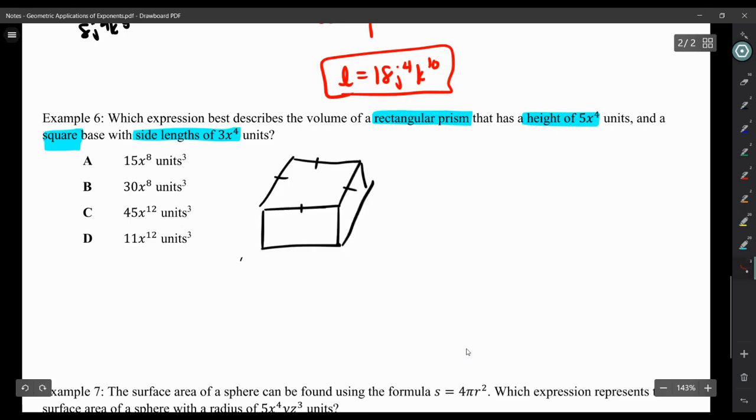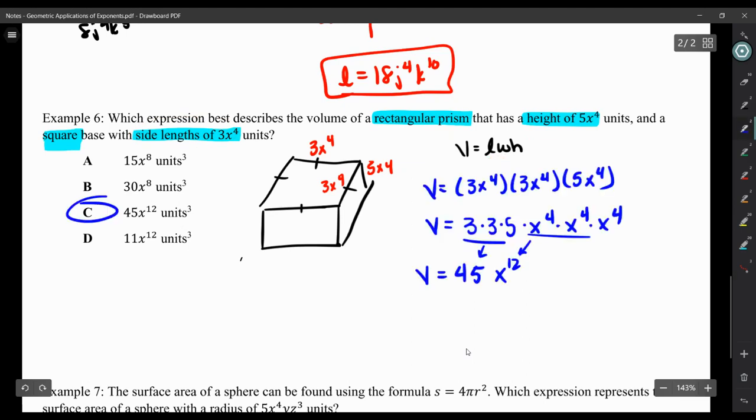Here's our picture. We've got a square base. Here's the best square I could draw. So these lengths are all the same. So square base, and we have a height of 5x to the fourth. The square base is 3x to the fourth units, so 3x to the fourth and 3x to the fourth. So if you want to find volume, you need to multiply length, width, and height together. The idea of the square base gives you two of those lengths and widths, the length and the width, plus the height. Pause the video, try out example number 6.